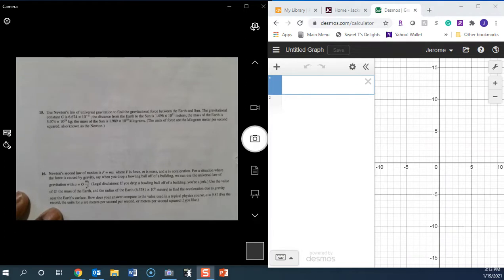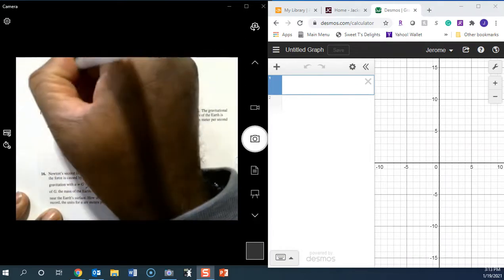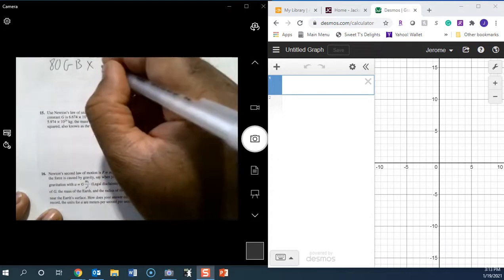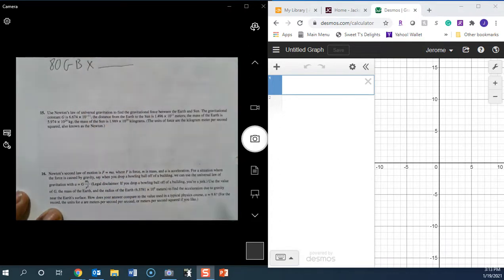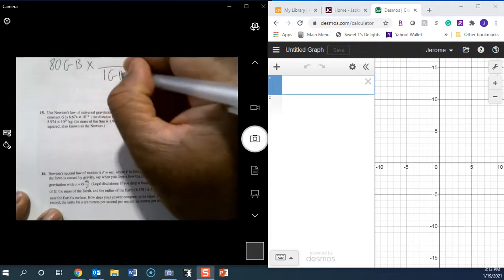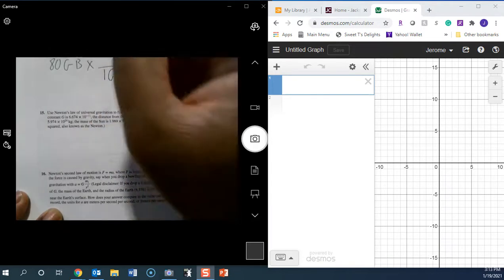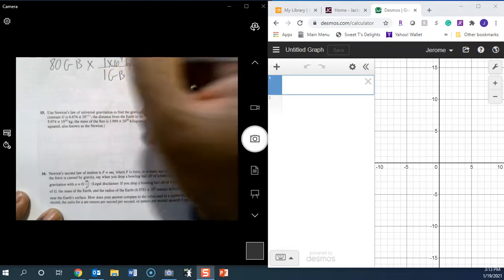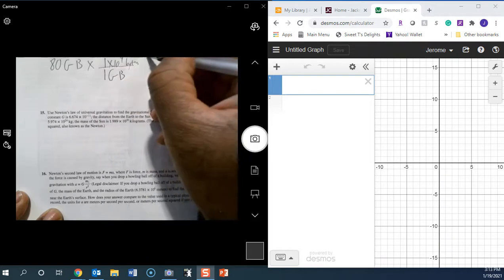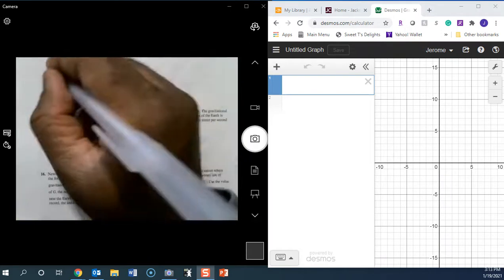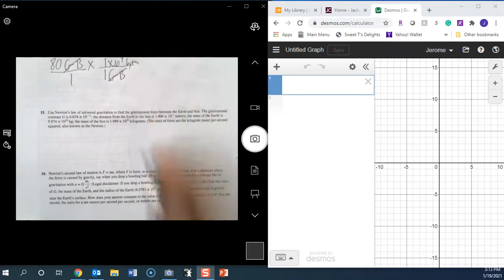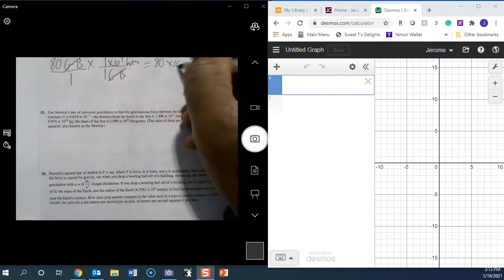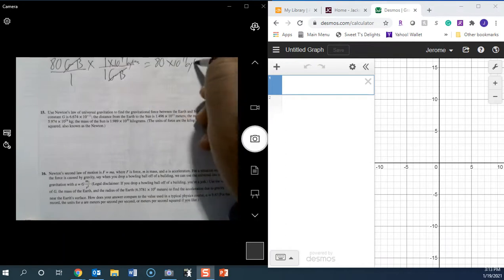Okay, so now, if we have 80 gigabytes, we're going to multiply this because we want to change this into bytes. For every gigabyte, it tells us that it's 1 times 10 to the 9th bytes. And that tells us here. So we'll put this over 1. The gigabytes will simplify out. And this will end up being 80 times 10 to the 9th bytes.